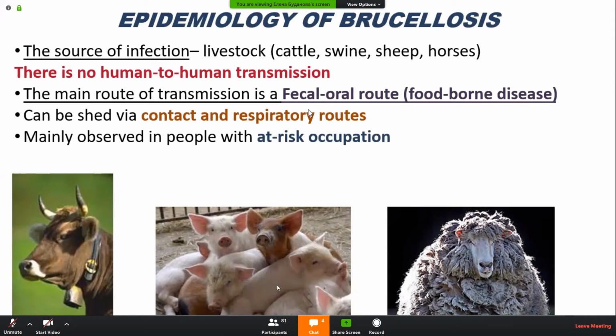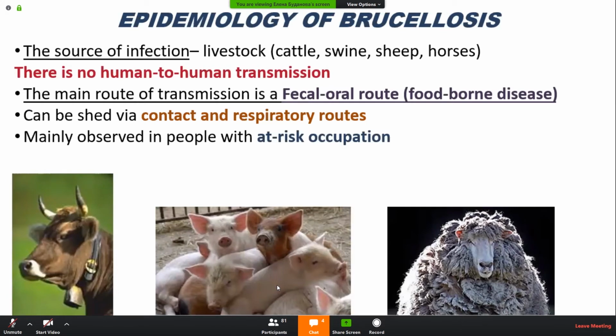The main route of transmission is the fecal-oral route. It is typical foodborne infection, acquired by consuming improperly cooked, undercooked meat and unpasteurized raw milk, and maybe soft cheese made of raw, unpasteurized milk. Because heating, proper cooking, boiling, and pasteurization kill the bacteria very quickly, within 5 minutes.